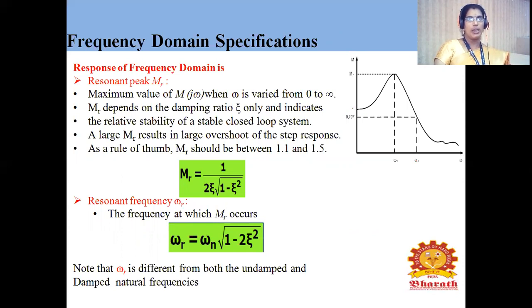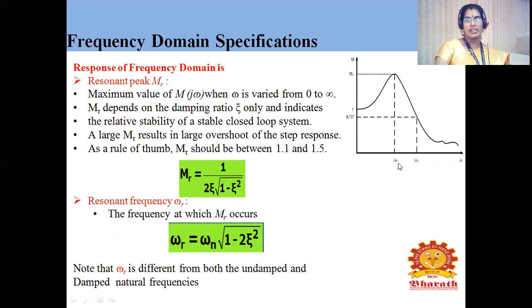First one is resonant peak. It is represented as capital M suffix R. It is the maximum value of M of j omega when omega is varied from 0 to infinity. You can see the graph here. What is the resonant peak? A maximum value when omega is varied.